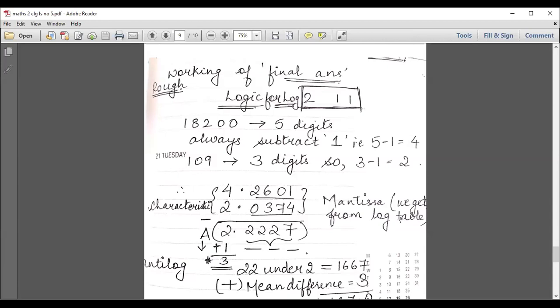Okay, so now practically I'll explain you all how you get that 2601. ये 2601 आया कैसे? So what's the logic? Whenever you have numbers, always subtract 1. तो जैसे न्यूमरेटर में था 18200, 5 minus 1 is 4, 4 point, and 109, 3 minus 1 is 2. Now you see I've put a minus sign over here. अभी minus sign क्यों डाला है? Remember, the question was 18200 divided by 109, correct?